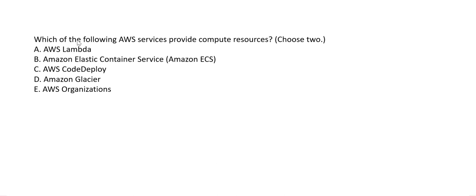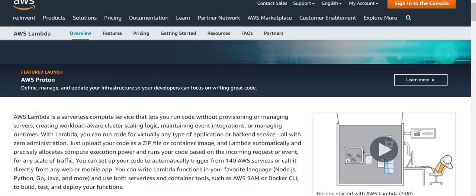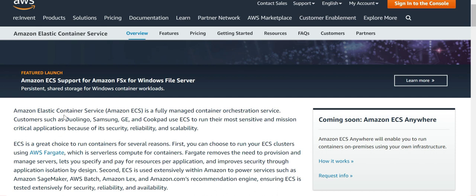Which of the following AWS services provide compute resources? Choose two options. So compute resource is EC2, but we do not see EC2 here. So let's check these options. So AWS Lambda, it is a serverless compute service. So we got our first answer. So ECS, this is a fully managed container orchestration service. It uses Fargate, which is a serverless compute for containers.